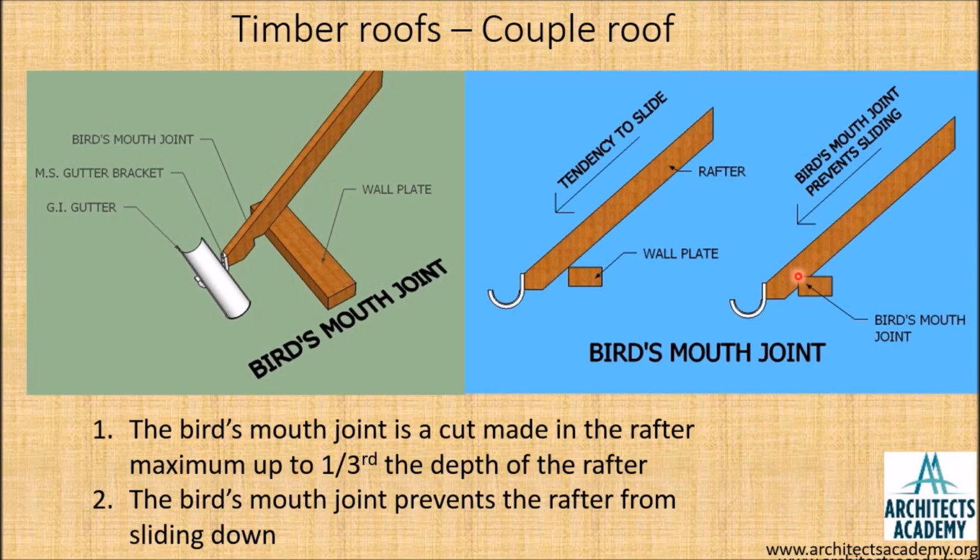Now when you make a cut inside the rafter, you will see that the cut is only made up to a depth of about 1/3 the depth of the rafter and not more than that. Because if we make a bigger cut in the rafter, that will weaken the rafter. So this is how the bird's mouth joint is formed, and this is the reason for forming the bird's mouth joint.